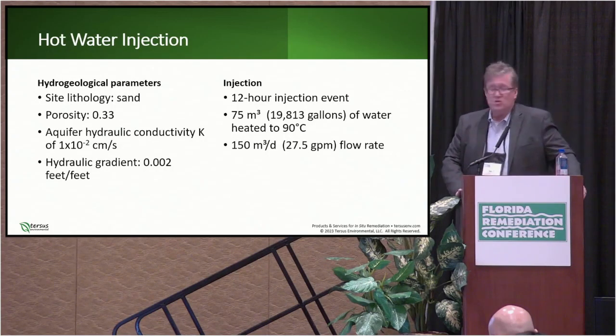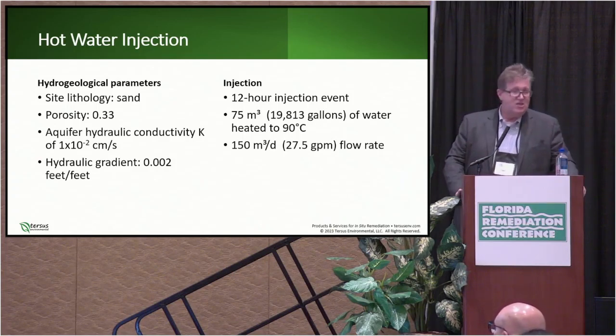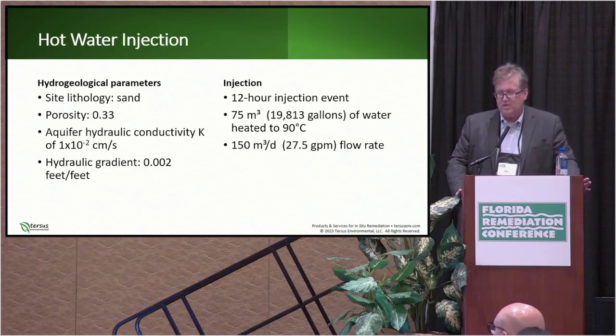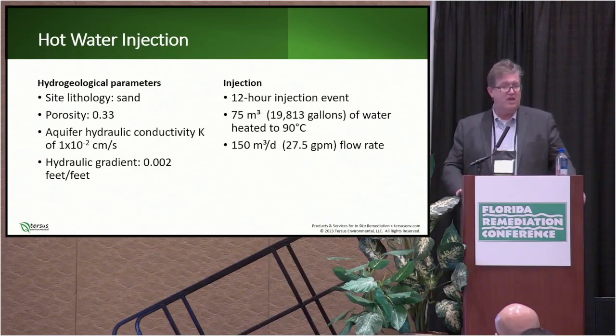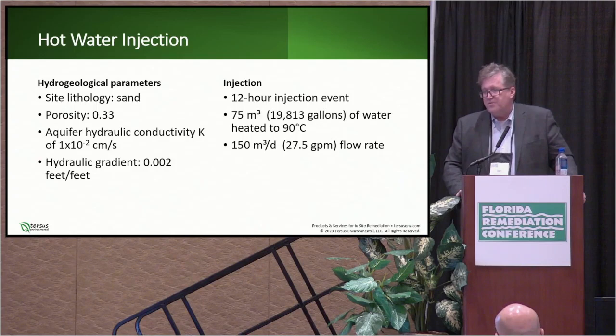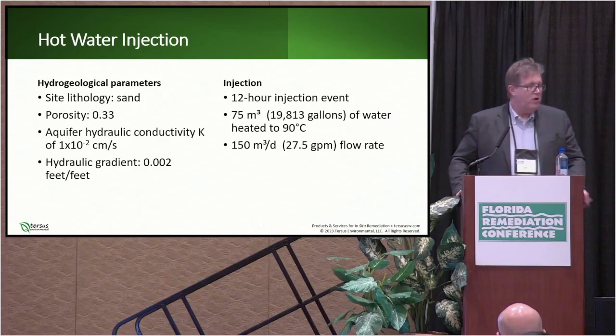So I'm going to show some modeling results. This is for a project where we're getting ready to ship, in the next couple of weeks, a tanker, one of these shell tankers that are insulated for transporting heated fluids. So this is in the Midwest. It's a sand lithology. The porosity is 0.33. The K is 1 × 10⁻². And then the hydraulic gradient is 0.002. So the groundwater here is moving pretty quick.